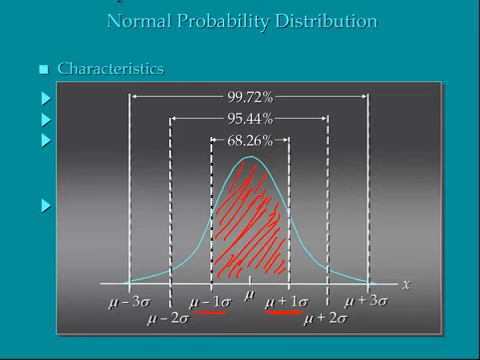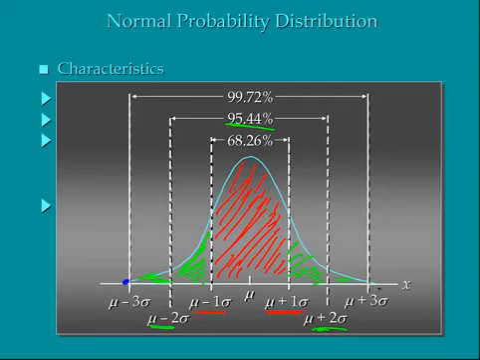If we extend the idea further to two standard deviations, let's add in this bit here and this bit here. So 95%, when we include the red area as well, is bound by mu plus or minus 2 sigma. And likewise for 3 sigma, 99.72% here and here.